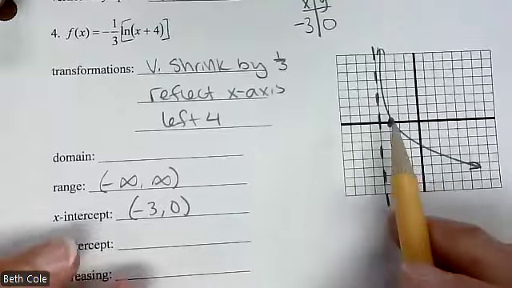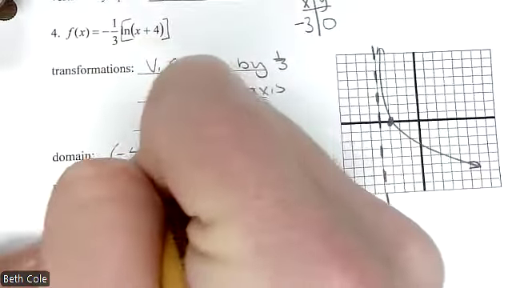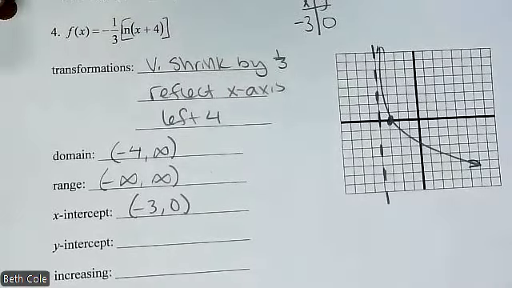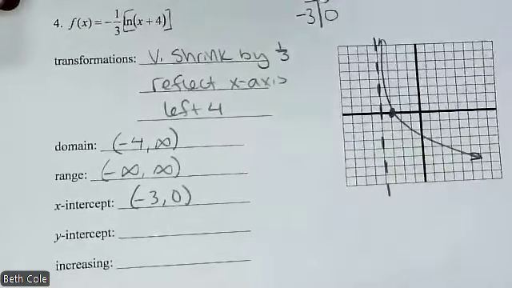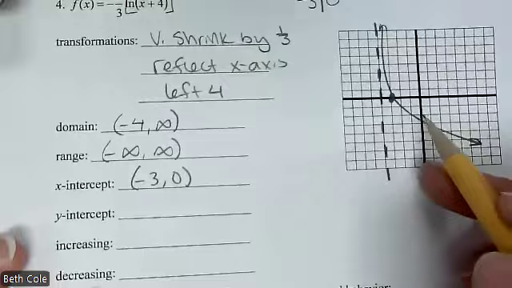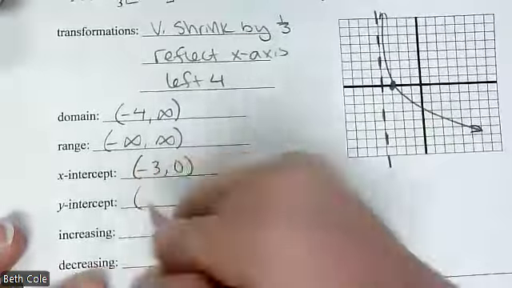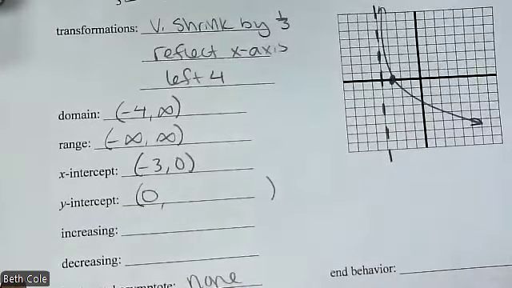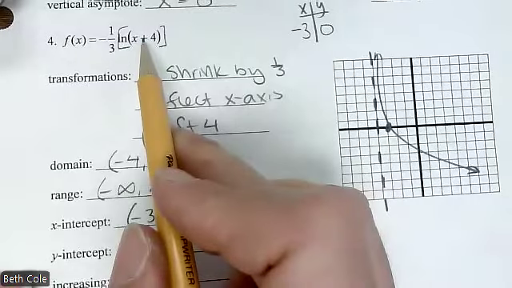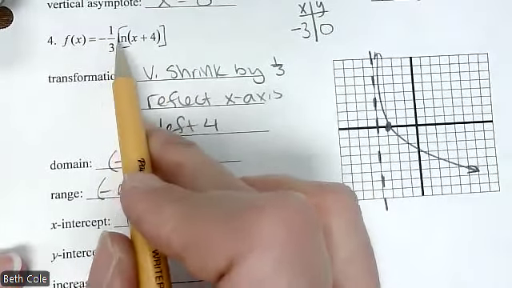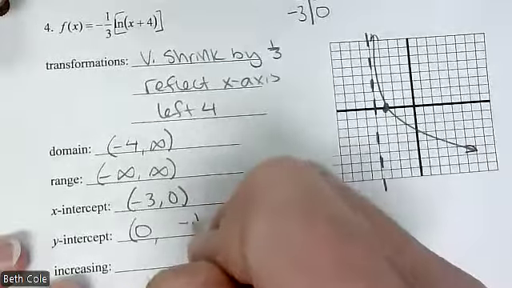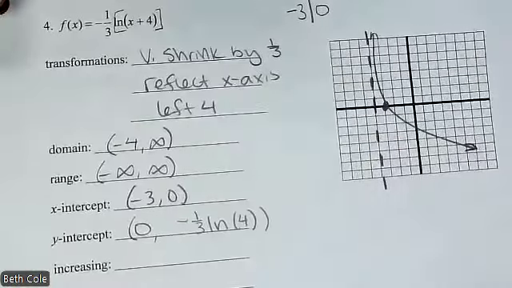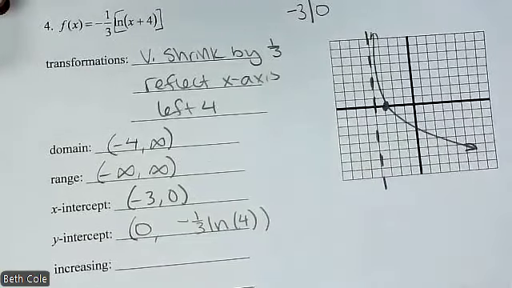All right, so what's your domain? Good. -4 onwards? Yeah, -4 to infinity. I just said onwards, sorry. Y-intercept. There is one. I don't have it plotted exactly, but how can I get it? Plug in 0, and whatever it is just whatever it is. So if you plug in 0 here, you get -1/3 ln 4. That's a number. If I typed that into a calculator, I would get some kind of decimal. I just don't know what it is without a calculator.